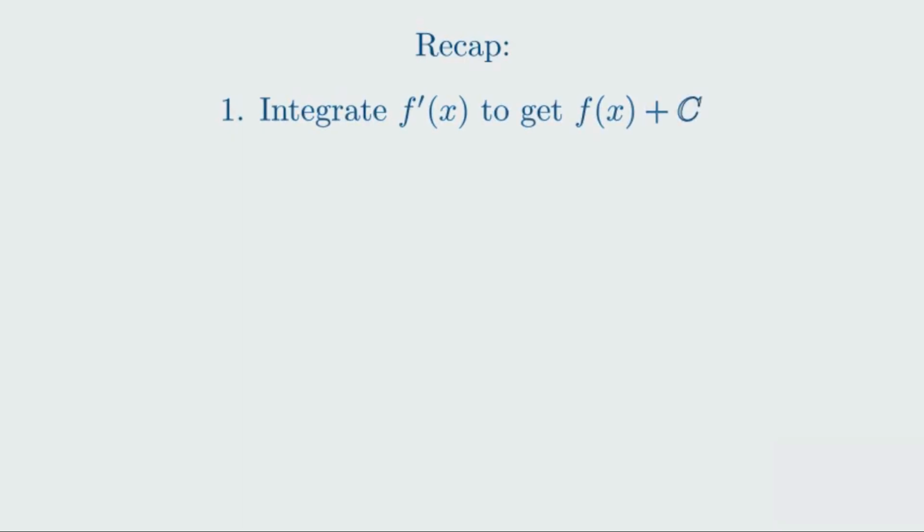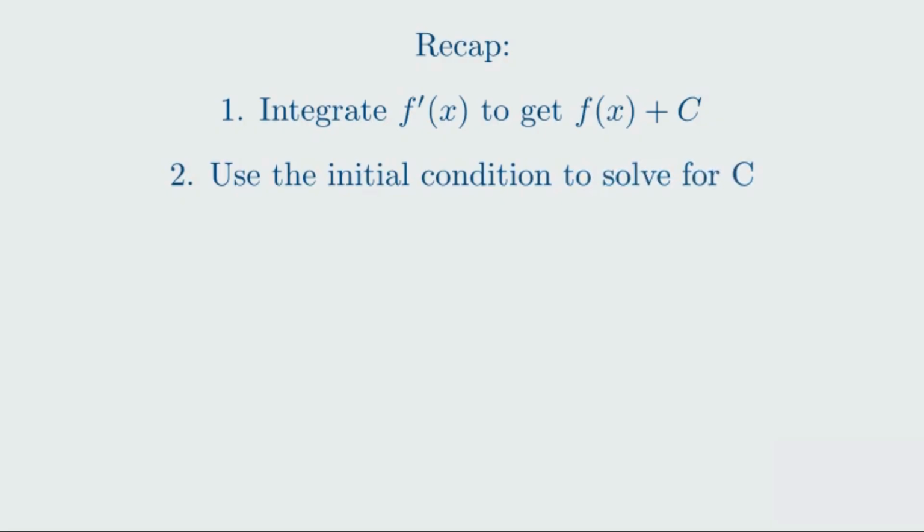To recap, we integrated the derivative term by term, which resulted in a function plus an unknown constant. We then used the initial condition f of 3 equals 1 to form an equation and solve for that constant. Finally, we substituted the constant back in to get the unique solution. Let's quickly verify our answer by differentiating it to see if we get back the original f prime of x. This is an excellent way to check your work.